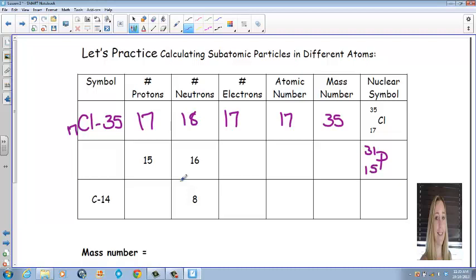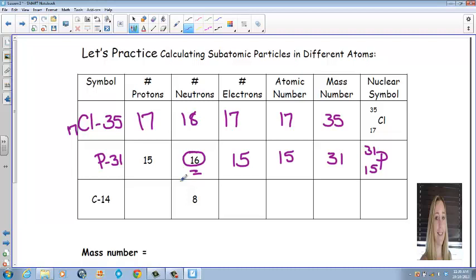15 is the atomic number. So for the symbol, we're going to say P-31. We're given the number of protons, so we know that the electrons are 15 because they're equal. The atomic number we can look up, it's 15, and the mass number is 31. When we subtract the number of protons from the mass number, we get 16. So that's where that comes from. 31 minus 15 equals 16.